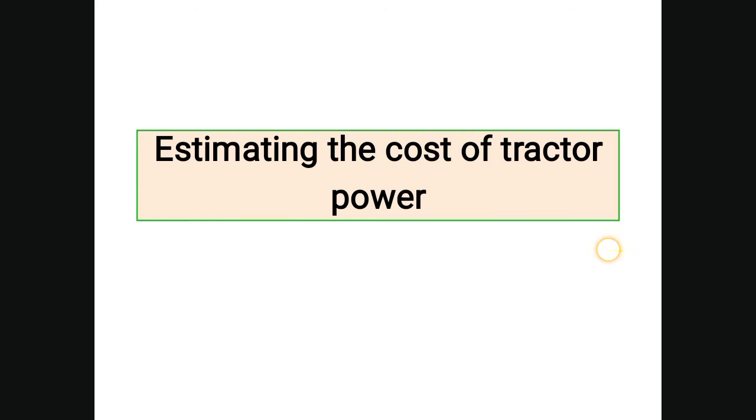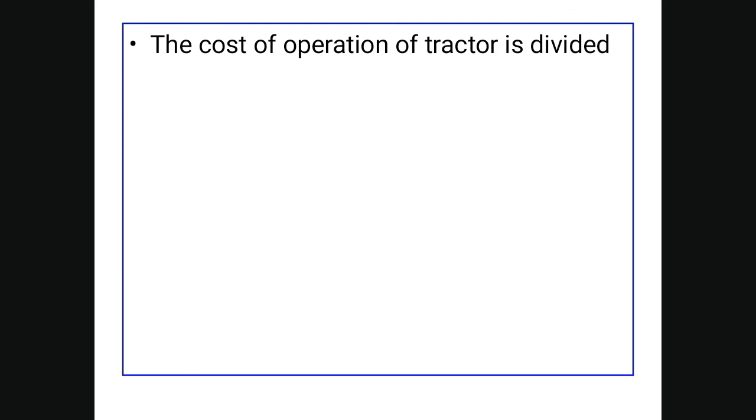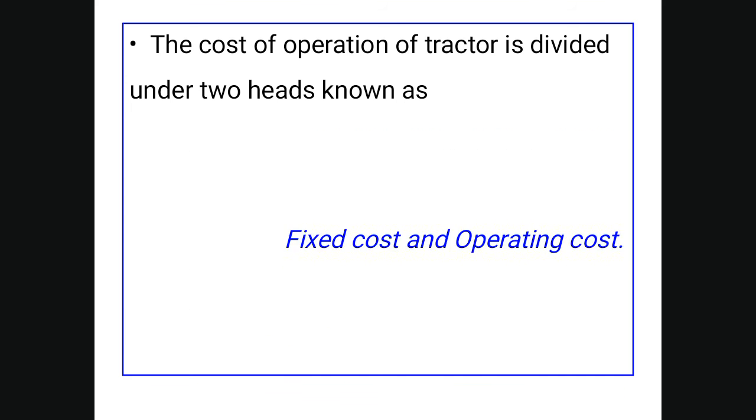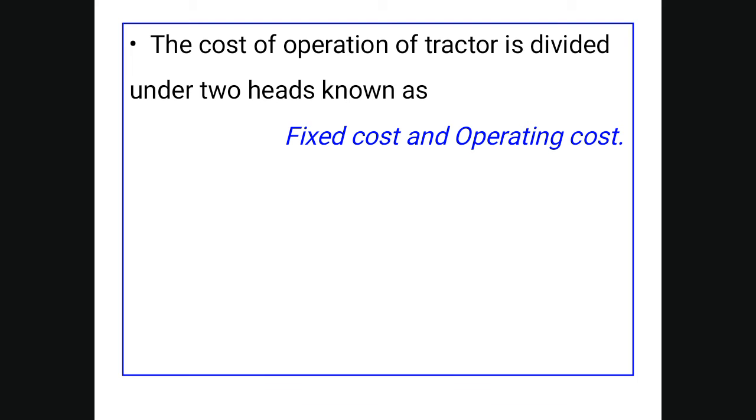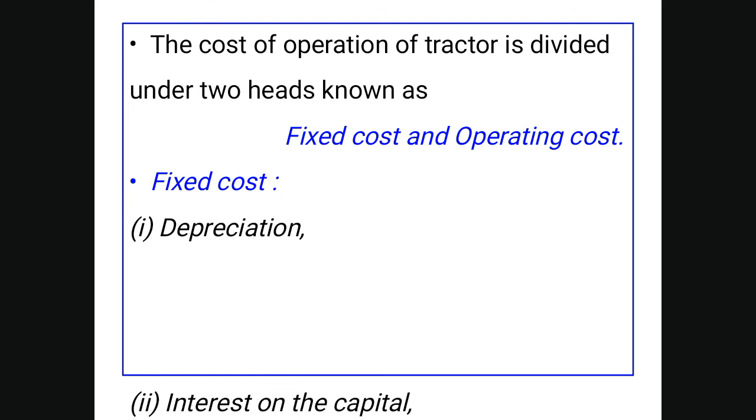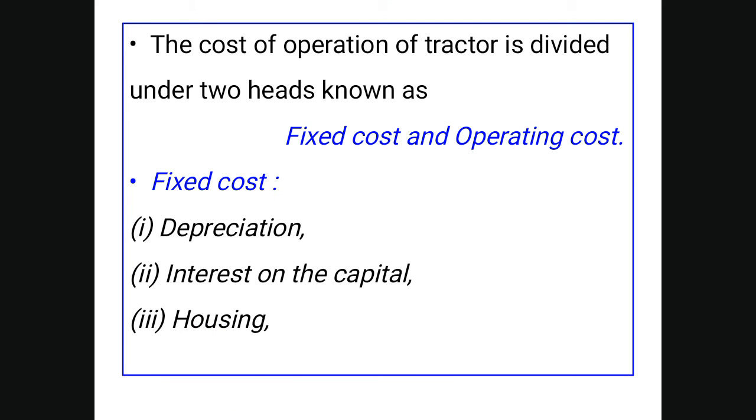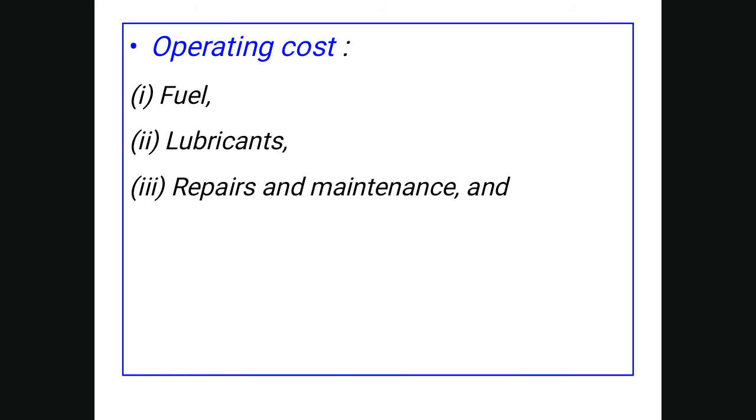Now the estimation of the cost per tractor per hour, or we can say the costing of the implement or machinery. The cost of operation of the tractor or any machinery is divided into fixed cost and operating cost. Fixed cost contains depreciation, interest on the capital, housing, insurance, and taxes. Operating cost contains the fuel cost, lubricant cost, repair and maintenance cost, and wages. Now, how to calculate the fixed cost?